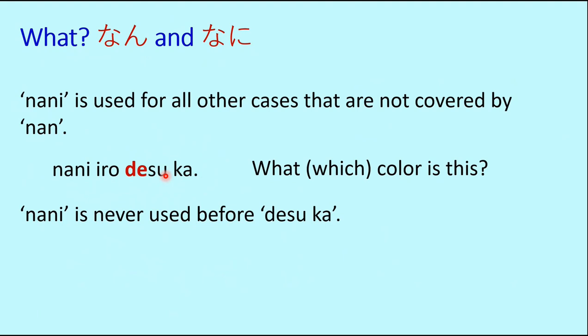For example, kuruma. Kuruma means car. Kuruma wa nan iro desu ka? So, the car is of what color? In that case, it will become nan, because nani would be preceding desu ka, and so we cannot use nani. It will be nan. Only when something is there in between nan and desu will we use nani. So, nani iro desu ka? What color is this?